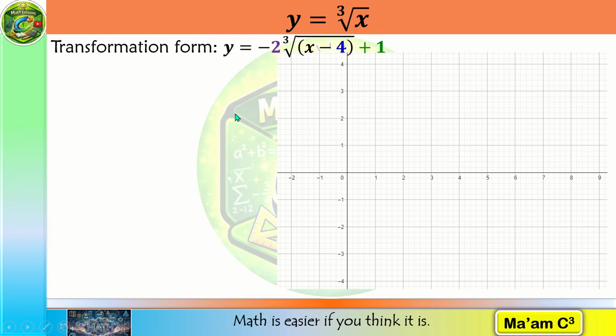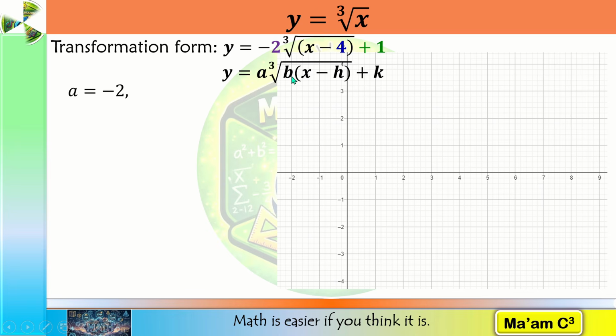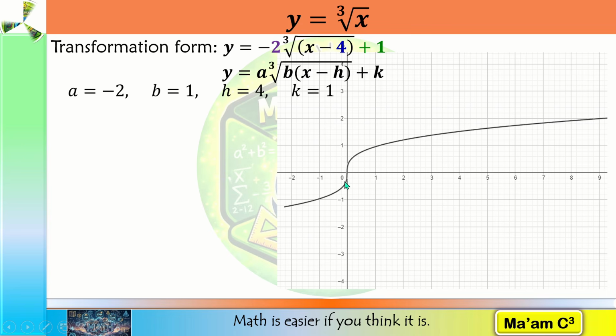Let's recall the transformation form. From here, we can easily identify that our a is -2, our b is the invisible positive 1, our h is equal to 4, and our k is equal to 1. Let's recall the graph of cube root of x. This is the S shape that gradually increases to the left and to the right.